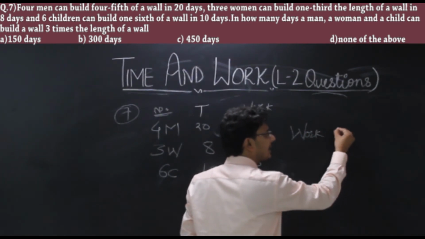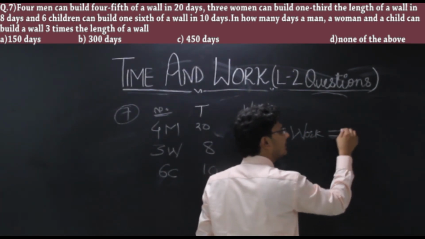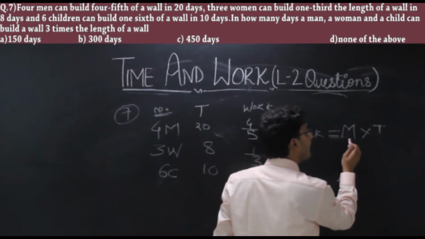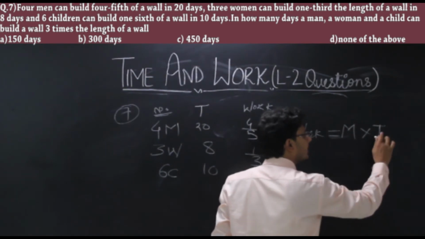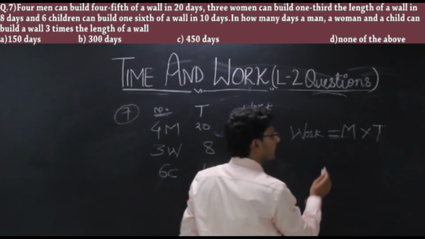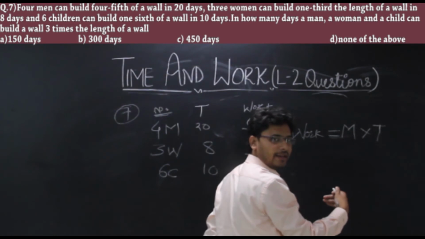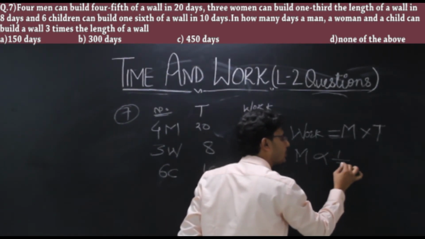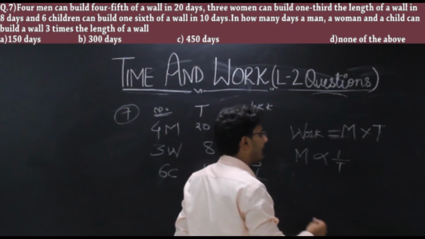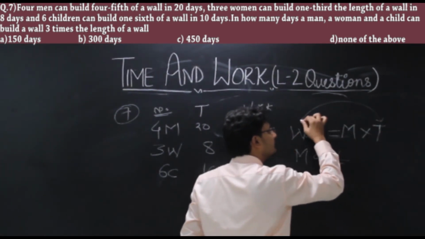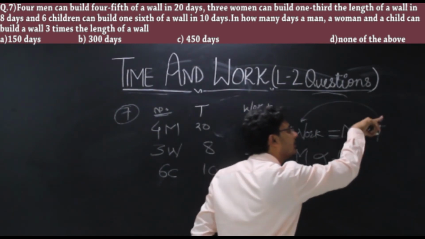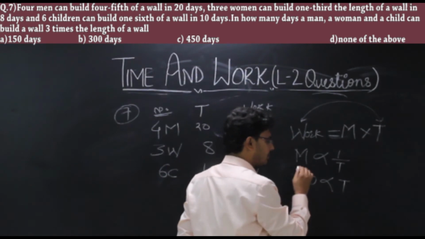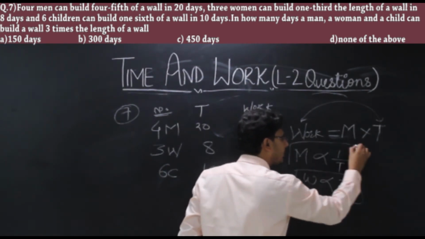is directly proportional; work done is equal to number of men into time. So how are men and time related? The more the men, the less the time taken. So men and time are inversely proportional, first point. And how are time and work related? The more the work, the more the time taken. So work and time are directly proportional. Okay? So I'll use this proportionality to solve this question.